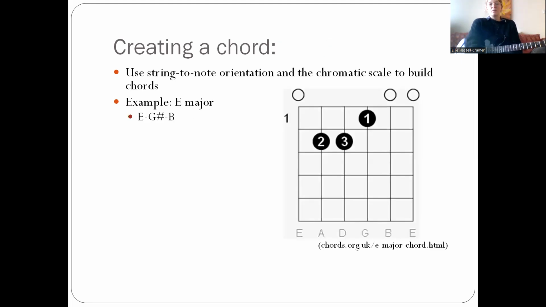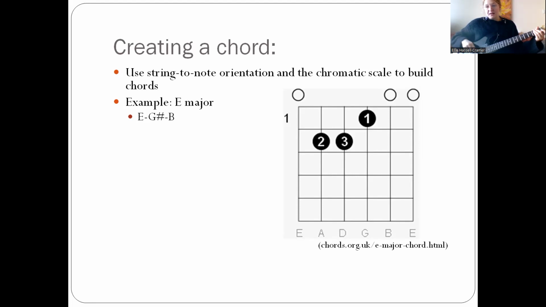Lastly, we can use string to note orientation and the chromatic scale to build chords. An example of this would be an E major chord. You need an E, a G sharp, and a B to build an E major chord. So what we do is we walk up chromatically on each string until we find either an E, a G sharp, or a B. Use the note that you find first, as long as you make sure all three notes are somewhere being played.